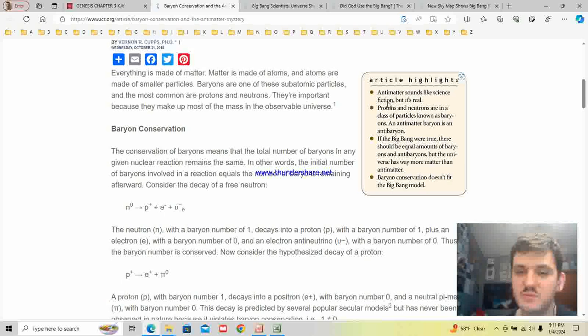Antimatter sounds like science fiction, but it's real. Protons and neutrons are particles known as baryons. An antimatter baryon is an antibaryon. If the Big Bang were true, there should be equal amounts of baryons and antibaryons, but the universe has way more matter than antimatter. Baryon conservation doesn't fit the Big Bang model.